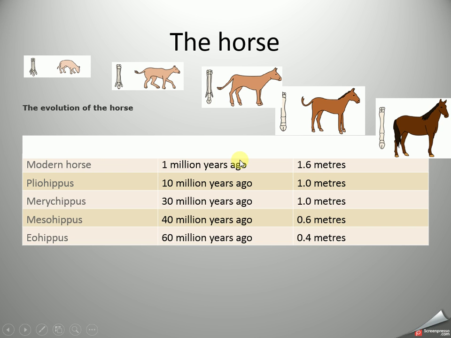Looking a little bit more in depth at the horse, you can see that the modern horse over here is about 1.6 meters tall, and it's got one hoof. But the earliest horse is only 0.4 meters tall, and you can see how its toes are also different. It's got 4 toes here, but the modern horse has only got one hoof. It's only a slight increase, but it's 20 centimeters over 20 million years.